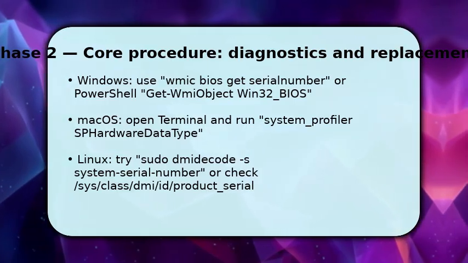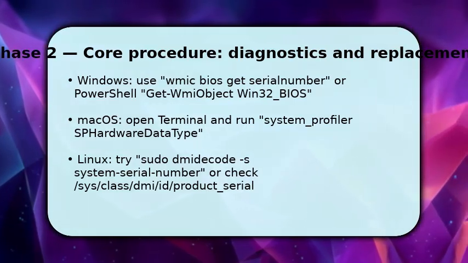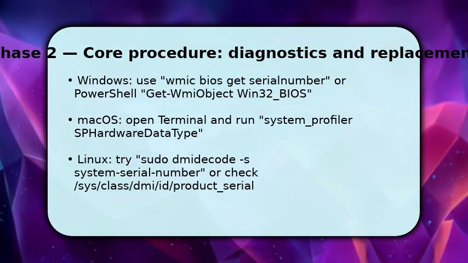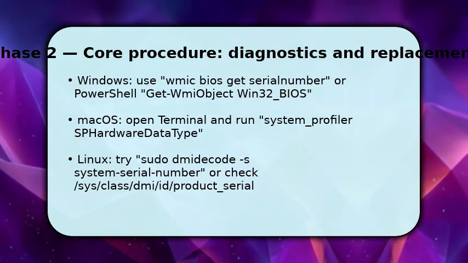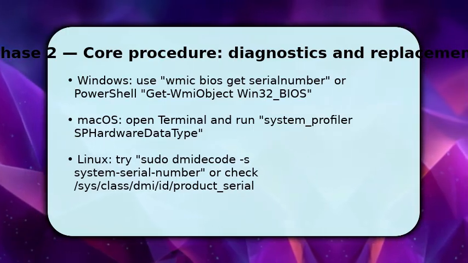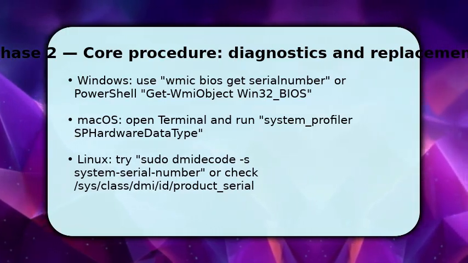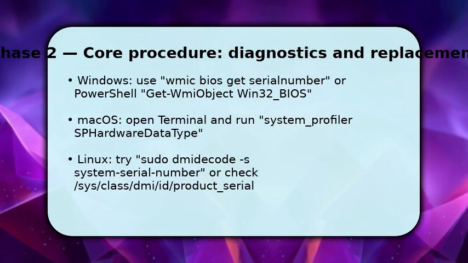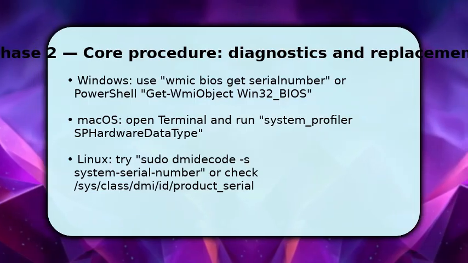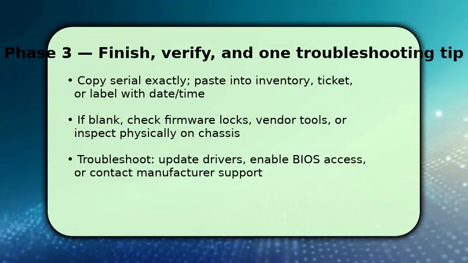On Mac OS, system_profiler SPHardwareDataType lists the serial under Hardware Overview. It reads the hardware profile. On Linux, sudo dmidecode -s system-serial-number is the most direct command, or read /sys/class/dmi/id. Finish by recording the serial in your asset system or ticket, including date and who checked it.